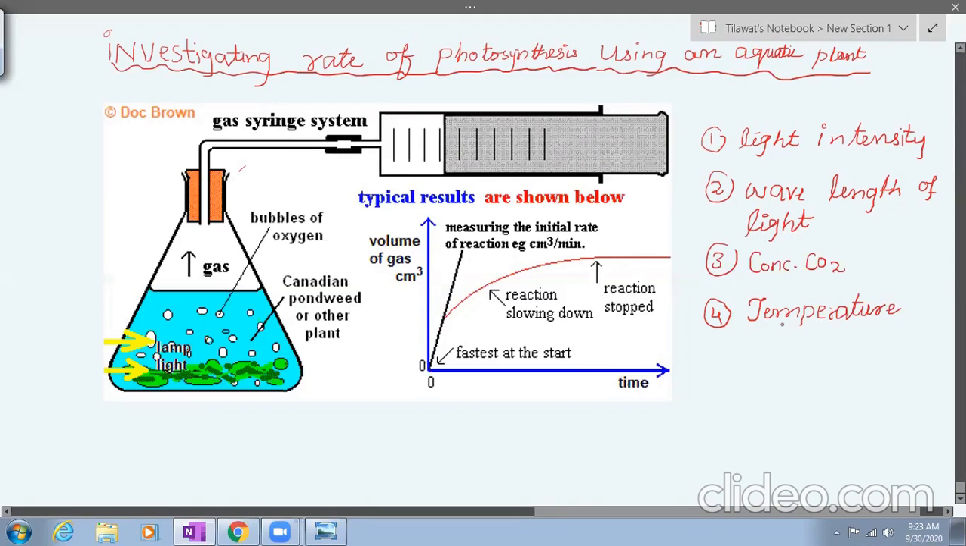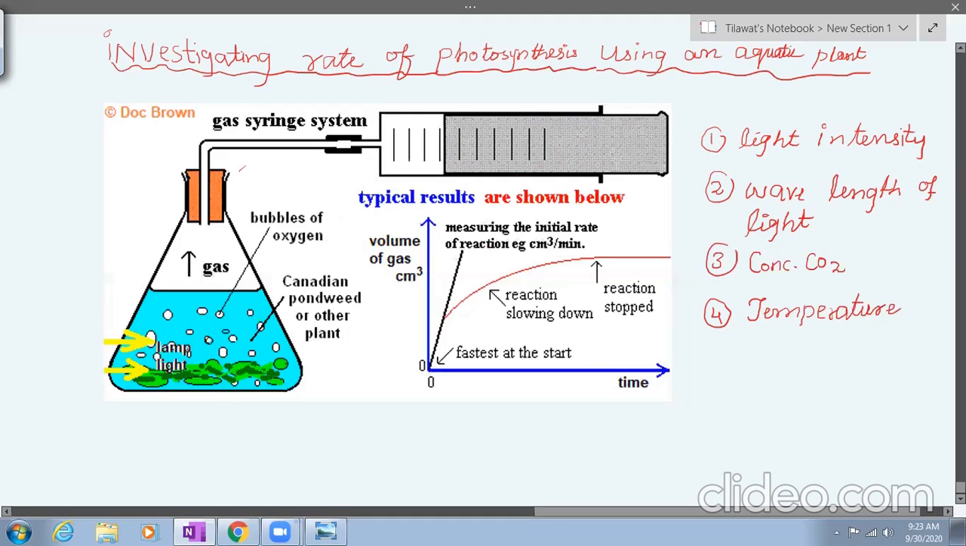Temperature is also needed for enzymes. Temperature is very important for enzymes because in the process of photosynthesis, there are many enzymes involved. So for that, we know that enzymes need an optimum temperature. So optimum temperature is also one of the important factors, very important for photosynthesis.